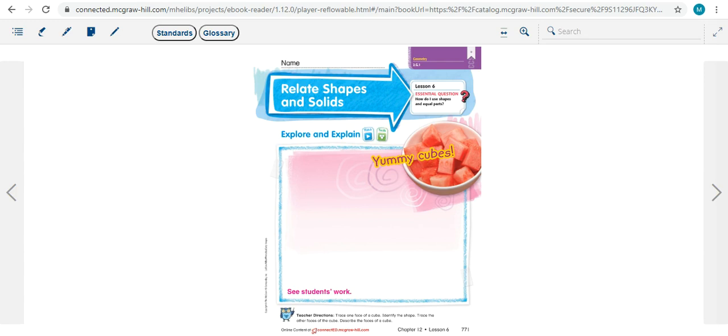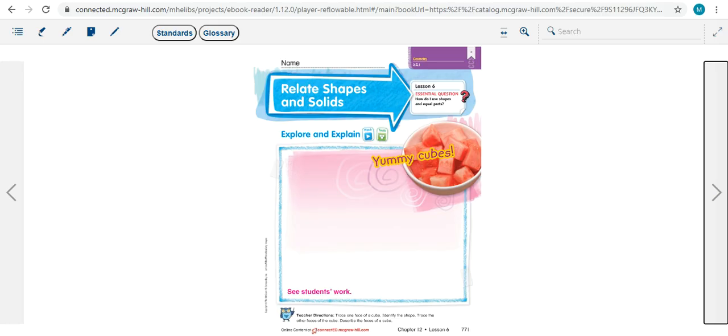Lesson number 6, which is page 771. Okay, so please open up your books on lesson number 6 of chapter 12. Now, we are going to work on relate shapes and solids.